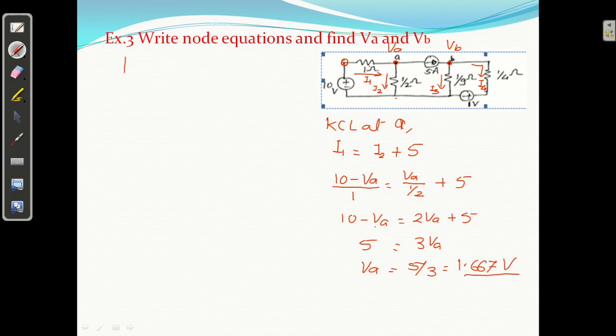KCL at node 2, KCL at node B. What is the KCL at node B? Incoming current is 5, equal to I3 outgoing and I4 outgoing. So 5 equals I3 plus I4. This is incoming, these two are outgoing. I3 is what? VB minus 0 upon 1 by 9, VB by 1 by 9, plus I4.